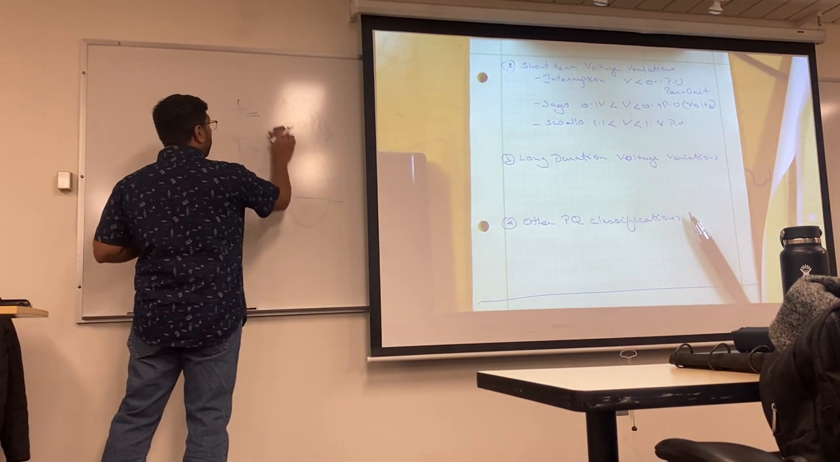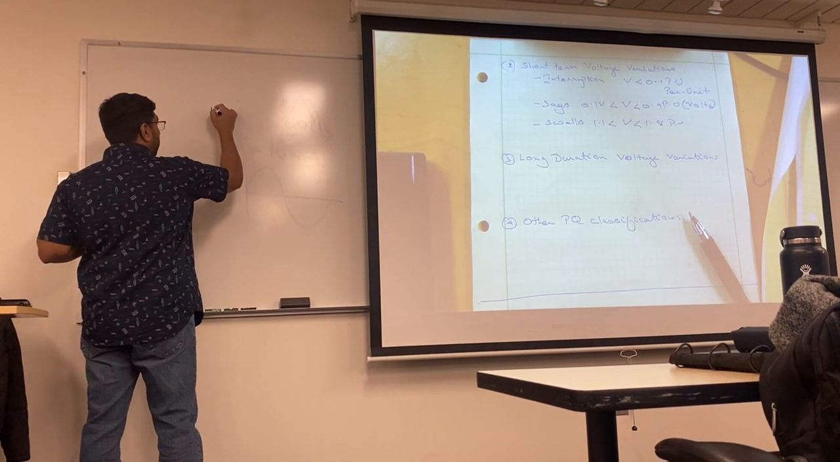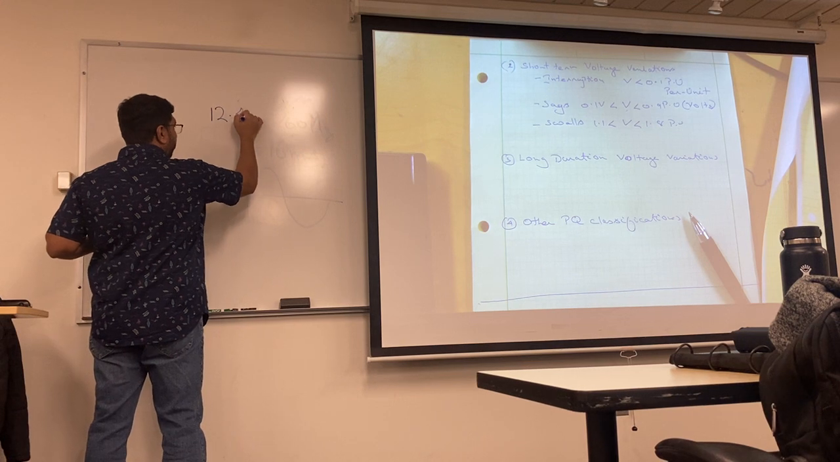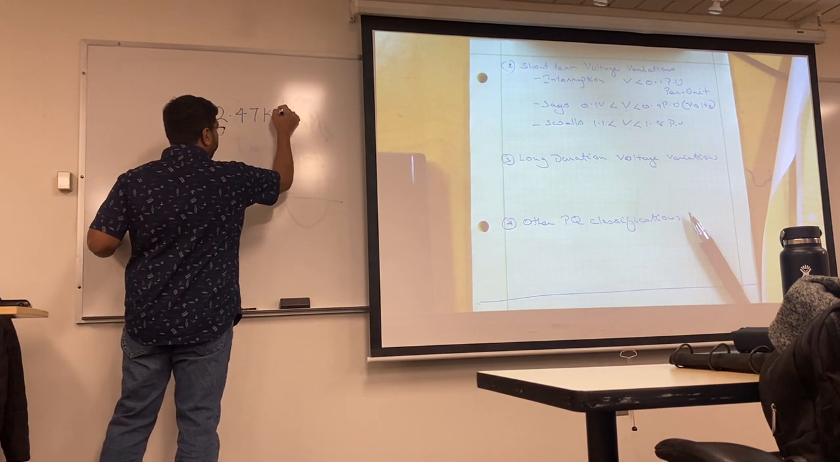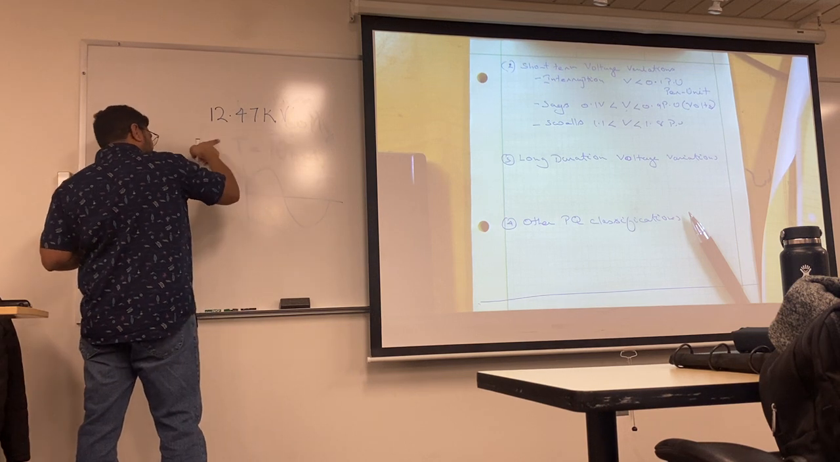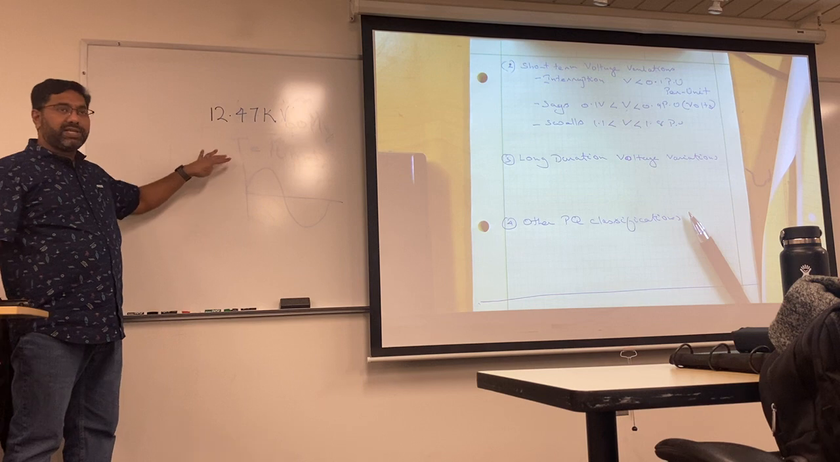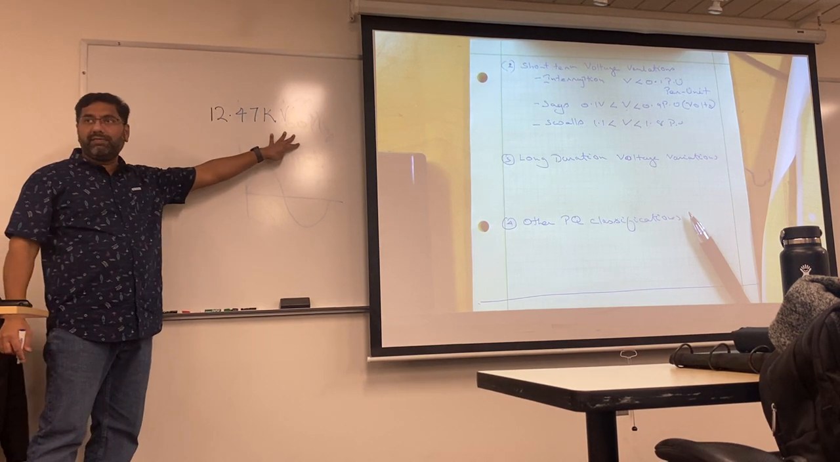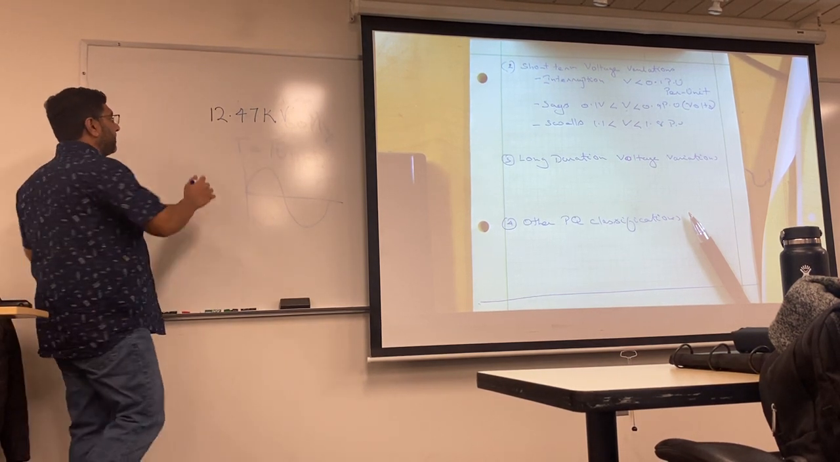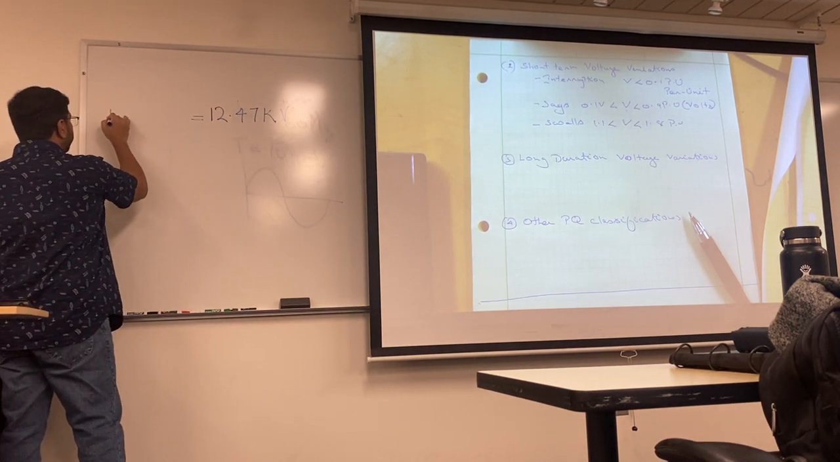So let's take a voltage that's pretty common to this part of the river, which is 12.47 kilovolts. That's your distribution line voltage. I haven't said anything else, so is this line to line or phase voltage, if I just give you 12.47 kV? Thank you. So this is a distribution voltage.